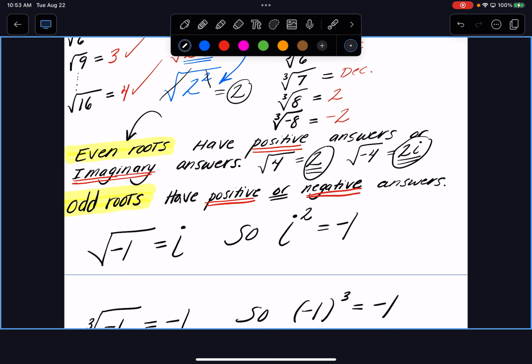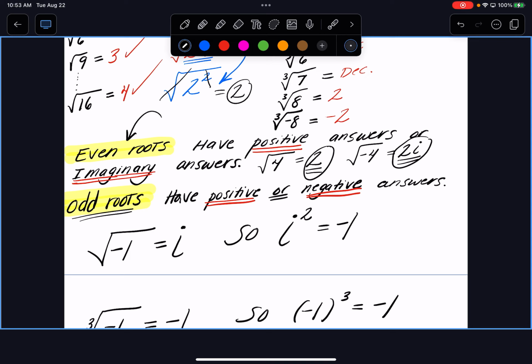Okay. Then let's go on to odd roots. Write this down. Odd roots have positive or negative answers. So odd roots do not ever have an imaginary piece to their answer. Let me say that again. Odd roots have positive answers and negative answers. They are not imaginary answers ever. So let me rephrase. Let's memorize it. Even roots are going to have positive answers or imaginary answers. Odd roots are going to have positive answers or negative answers.